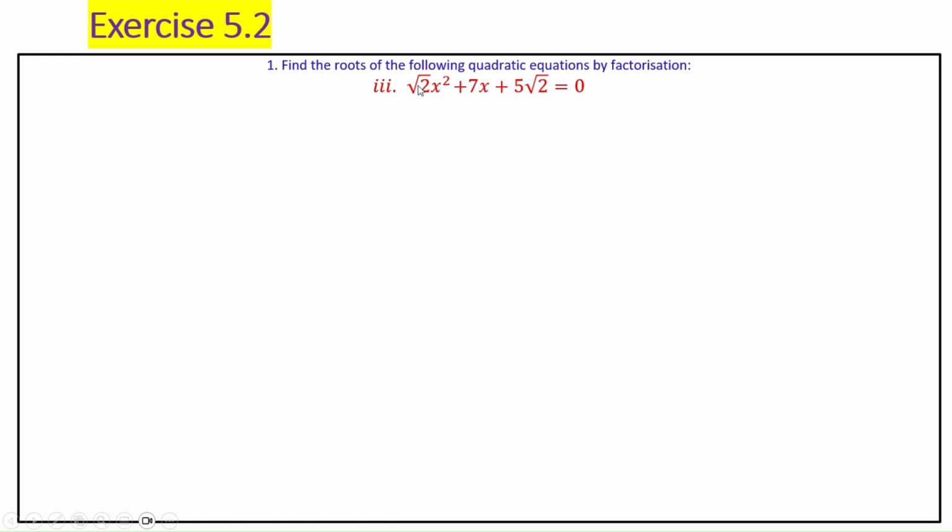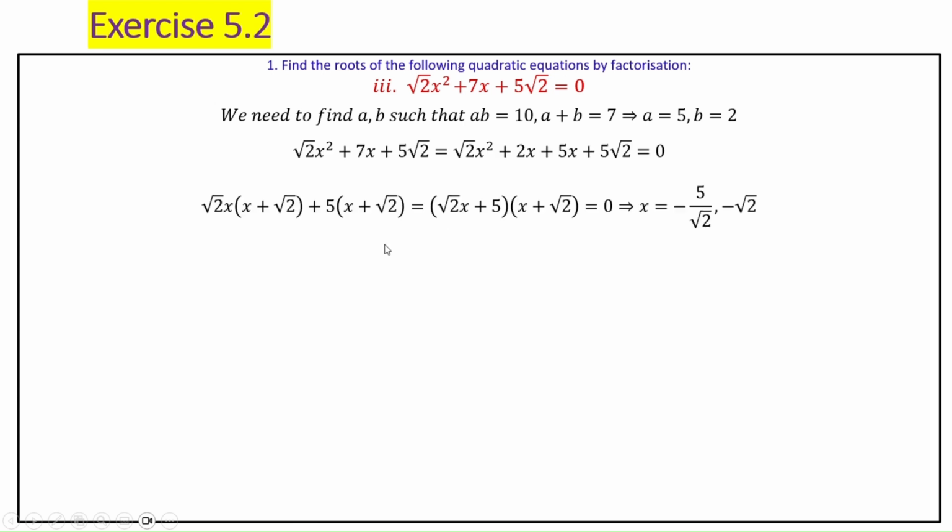Square root of 2 x square plus 7x plus 5 square root of 2 equal to 0. So here a into b should be 5 root 2 into root 2, that is 5 into 2, that is 10. ab equal to 10 and a plus b equal to 7. So a should be 5 and b should be 2. With this, the roots you will get are minus 5 by square root of 2 and minus square root of 2.